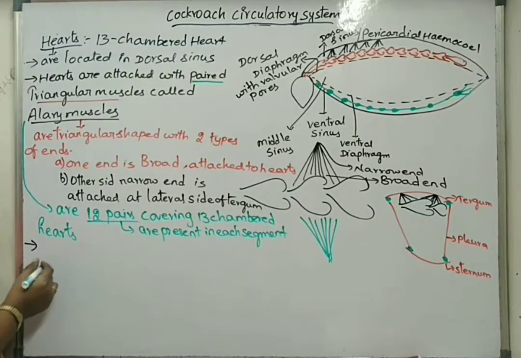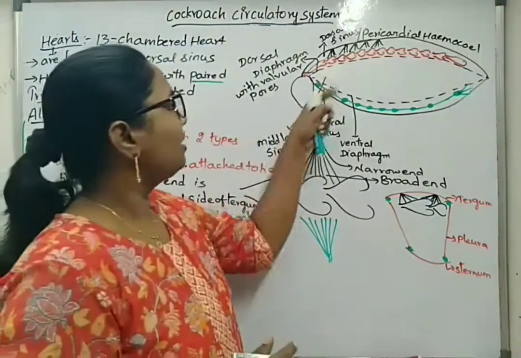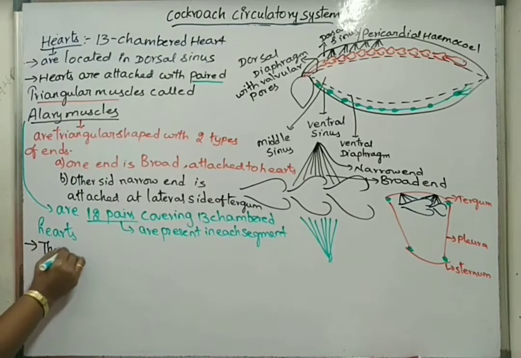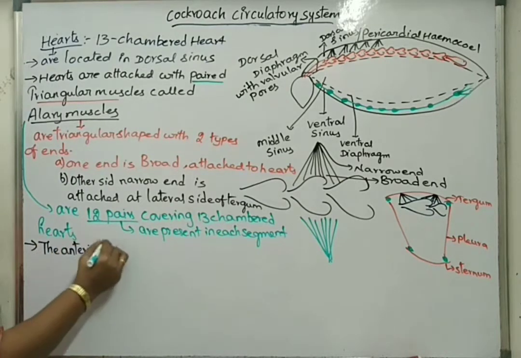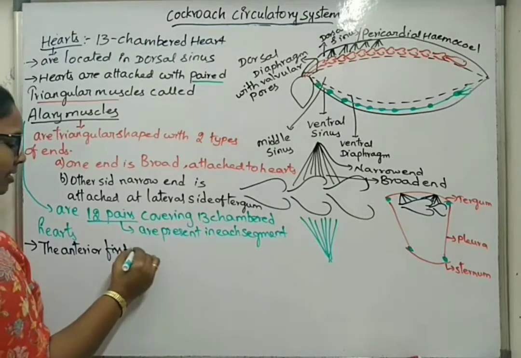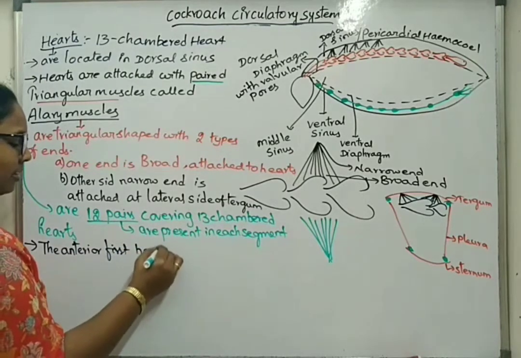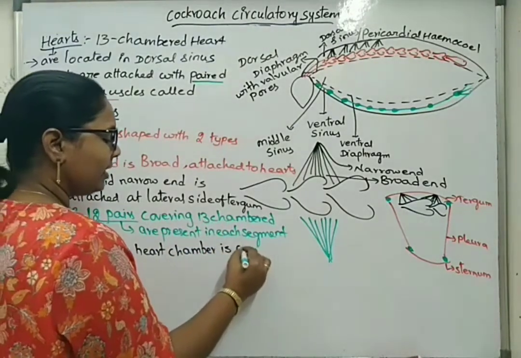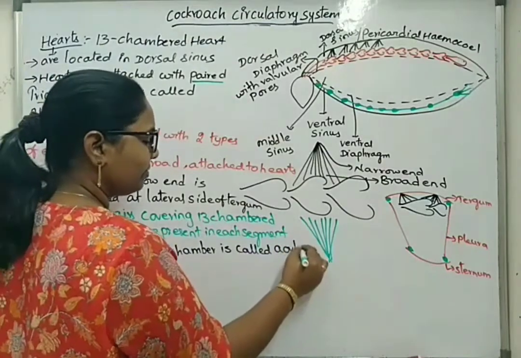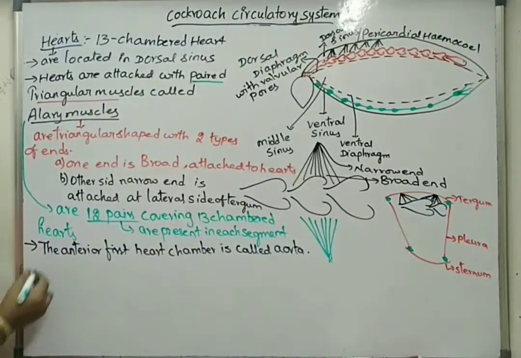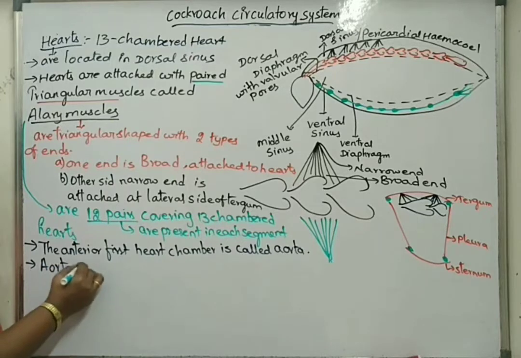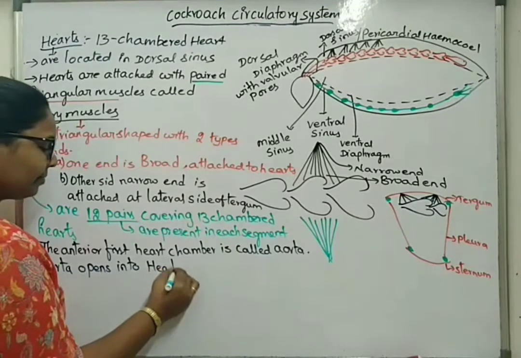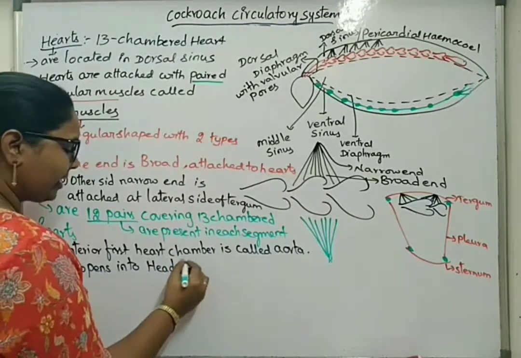Now, we have seen about alary muscles. 13 chambered heart. Now, coming to hearts. The anterior, first heart chamber is called aorta. Aorta opens into head sinus, means head total part, inside part, head sinus.